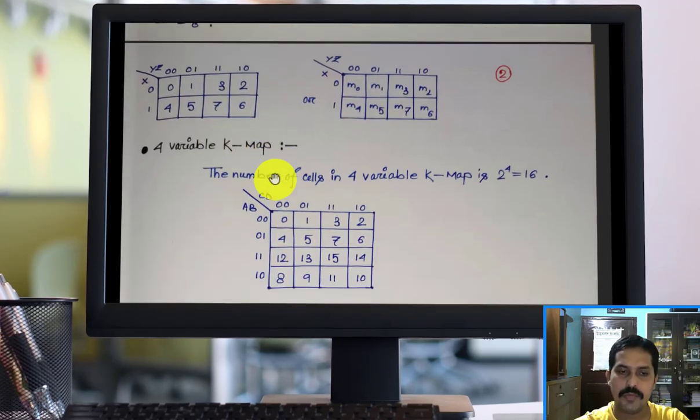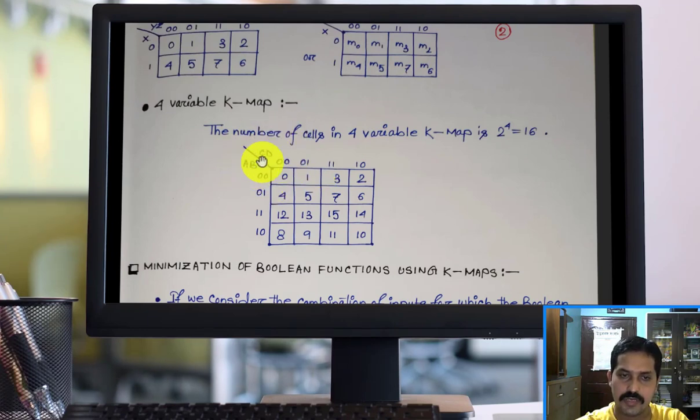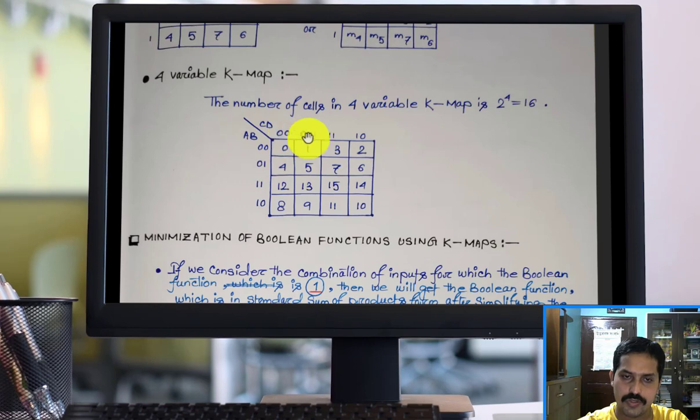For the 4 variable K-map method, these are our variables A, B, C, D. Here the number of cells will be 2 to the power 4, that is 16 cells. Here CD is 0 0, 0 1, 1 1, 1 0. Here also 0 0, 0 1, 1 1, 1 0. So 0, 1, just jump to 3, then 2. Then 4, 5, then 7, then 6. Then from here jump to the last row, that is 8, 9, 11, 10. Then the third row 12, 13, 15, 14. So these are the techniques.